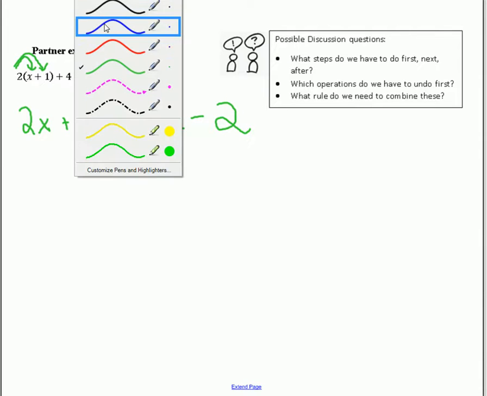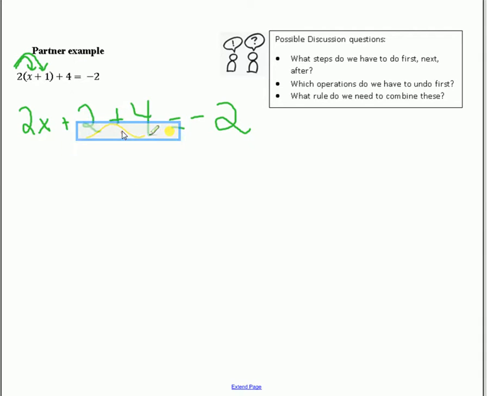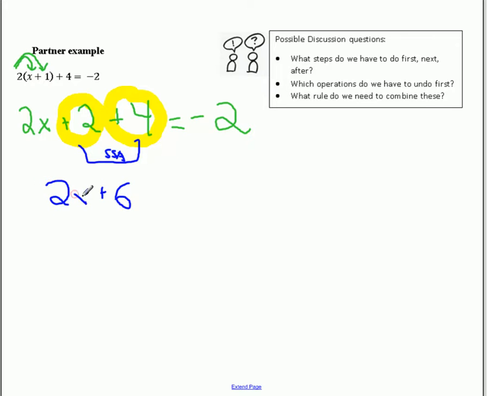Our second step was to combine like terms. I'm actually going to highlight them just because I can. X has nothing alike with it, but this guy is alike with this guy. So I'm going to combine those. When I do that, I'm going to use the rule same signs add. So I'm going to add them together. I get positive 6. I'm going to rewrite what I haven't used yet. And now it looks like a 2-step problem.